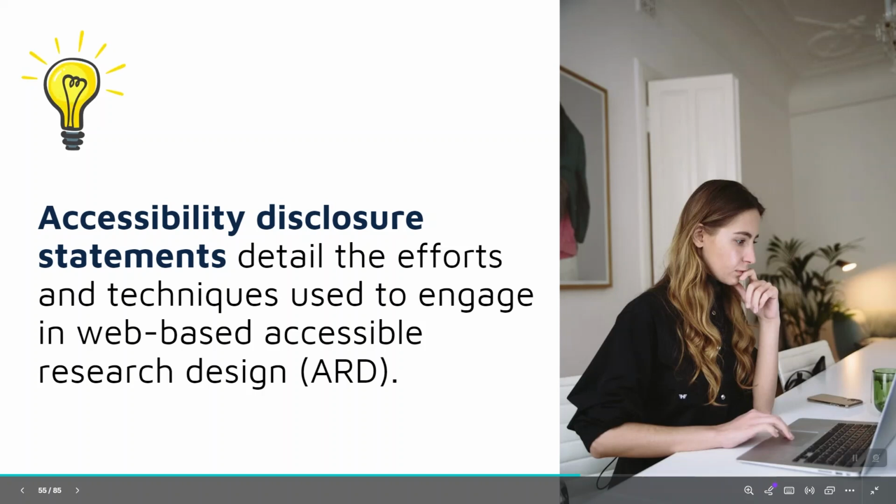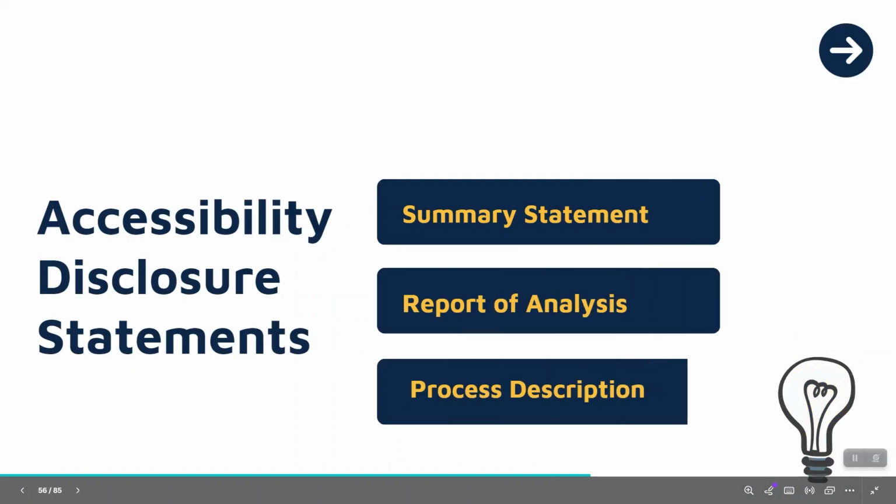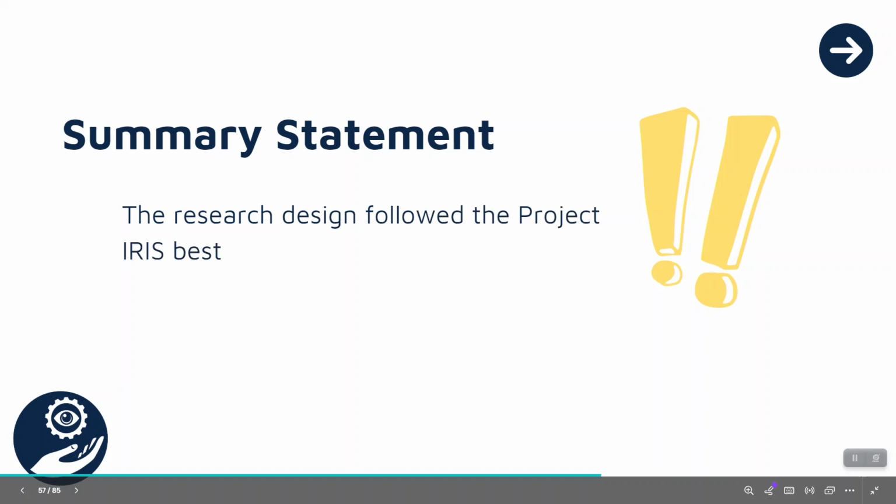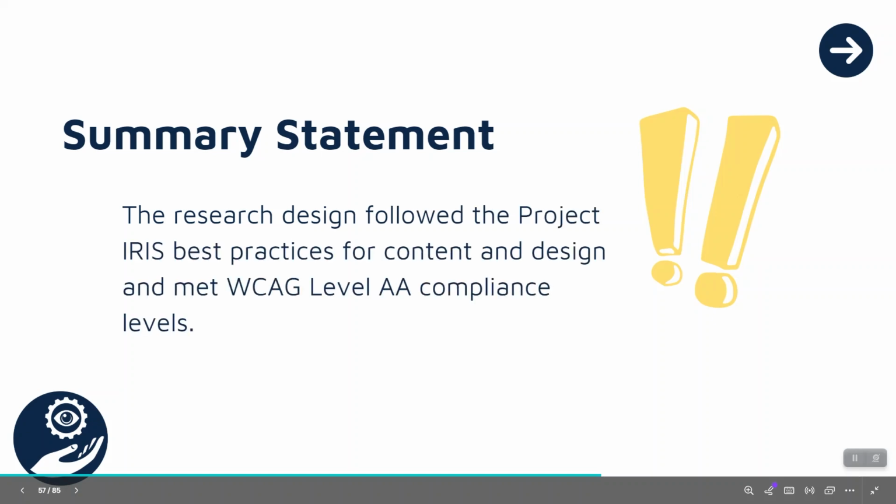Let's dive into 3 common forms of accessibility disclosure statements: the summary statement, the specific report of analysis, and the process description. The first type of disclosure is the summary statement. Think of it as the elevator pitch of accessibility reporting, a brief and concise way to communicate your efforts.